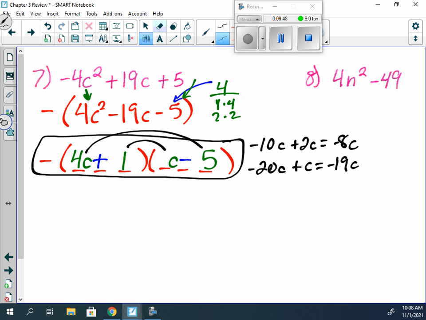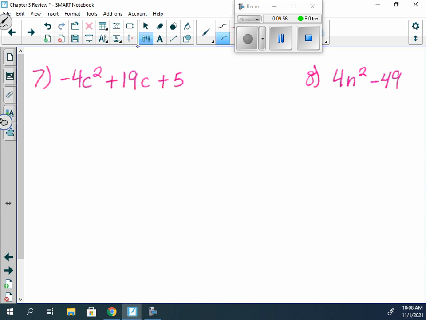Any questions on number 8? Okay. This one is one of our special ones. What did we call this here? The difference of perfect squares. Difference of perfect squares.